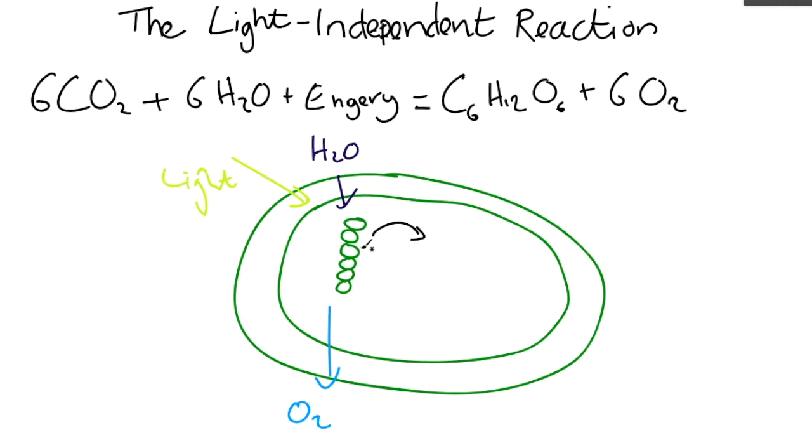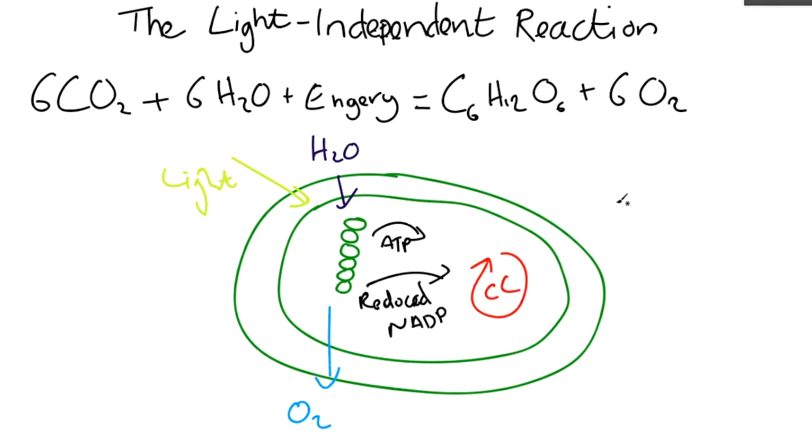What travels over from the light dependent reaction is ATP, which is produced over here and carries energy, and reduced NADP. Reduced NADP carries hydrogen ions, which are protons, and ATP carries energy. They go over to the light independent reaction, this bit, which is known as the Calvin cycle.